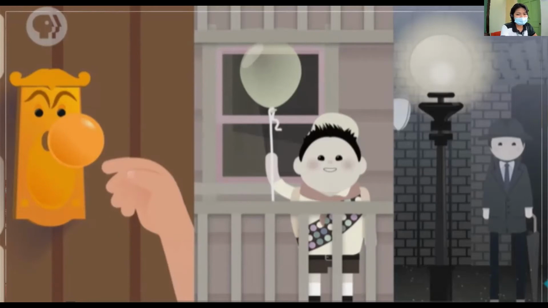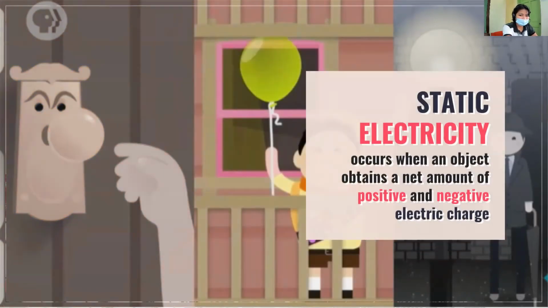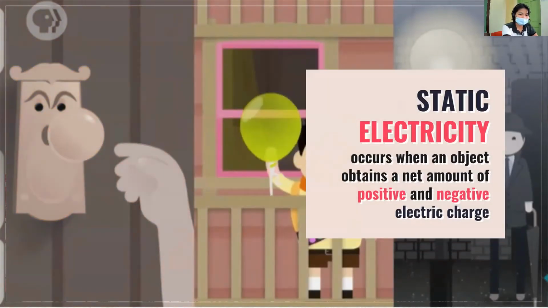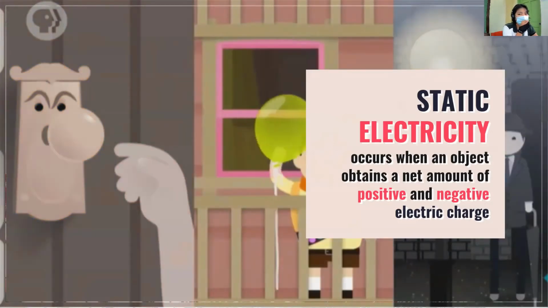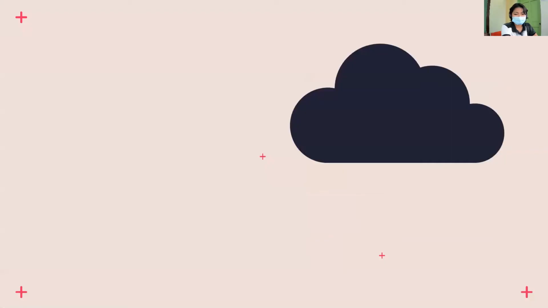And minsan, pwede din yung balloon and then yung ating hair, didikit yan kasi magkaiba yung charges niya. And then also lightning, bakit? Kasi merong negatively charged yung kidlat and then medyo malamig kasi yung panahon sa atmosphere kaya nagkakaroon tayo ng lightning strike. Okay, so recall natin ang sinabi kanina, when we say static electricity, nangyayari daw to kapag meron tayong object tapos nakakapag-obtain siya ng net amount na positive and negatively charged.